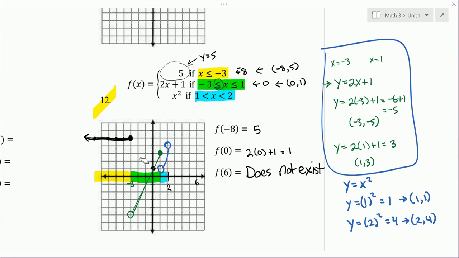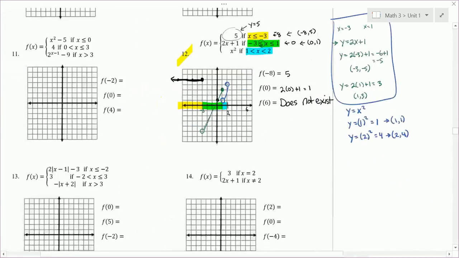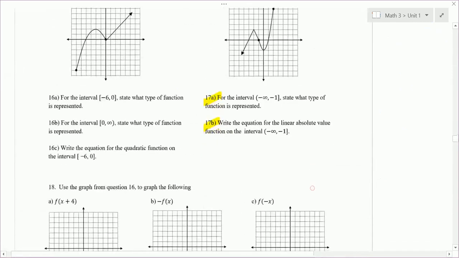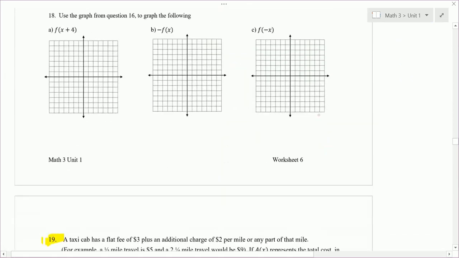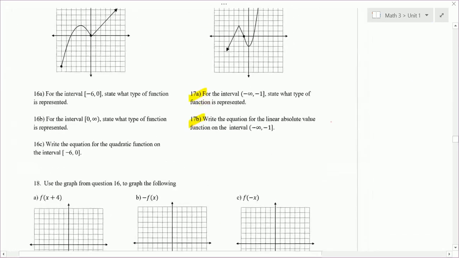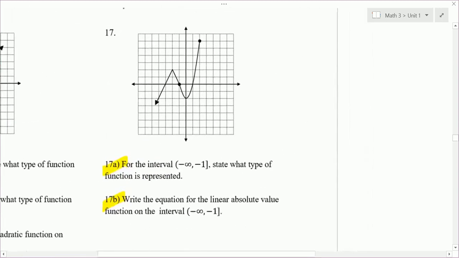Lots of little steps here. Be careful, check your work. You can read something wrong like I did, and you'll have to just go back and fix it. Alright. Last one I want to do with you is, I want to do 17 and 19. So not the last one, but let's look at 17.